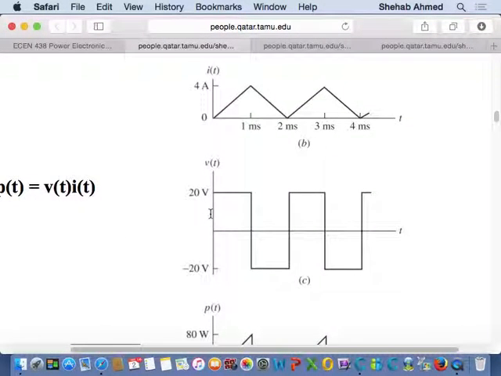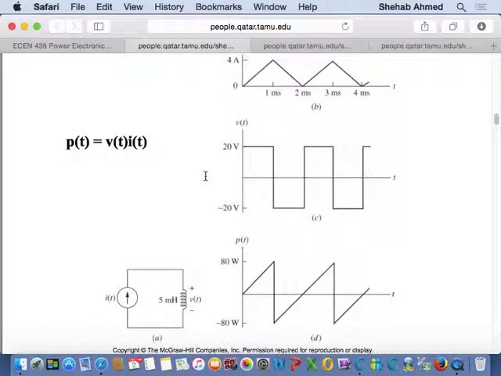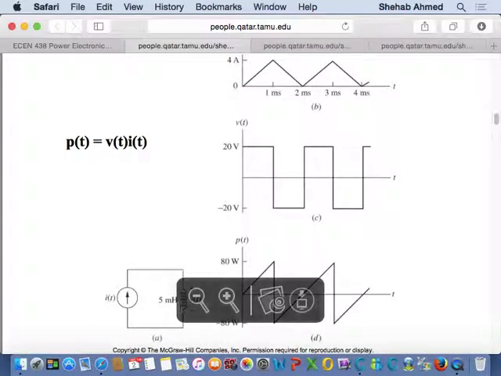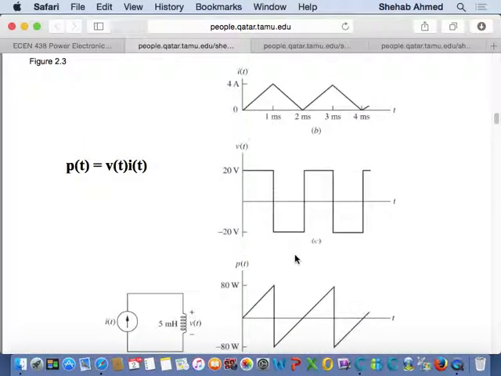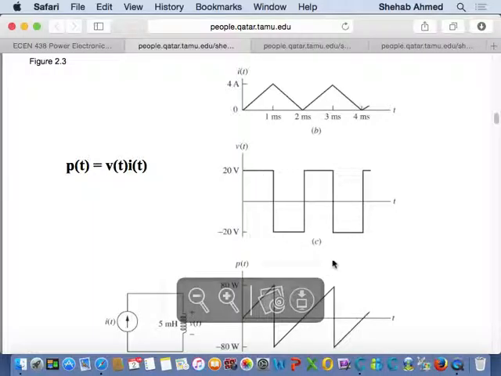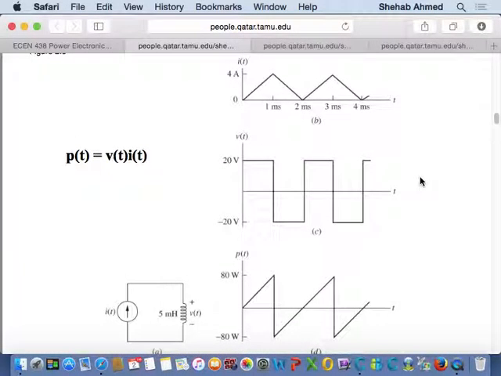So, another example. You have a circuit similar to this. You have a current source here that's pushing current into an inductor, and we have the corresponding waveforms here for current, voltage, and instantaneous power. Just by looking at the waveforms, what is the value of average power? The value of average power is 0.